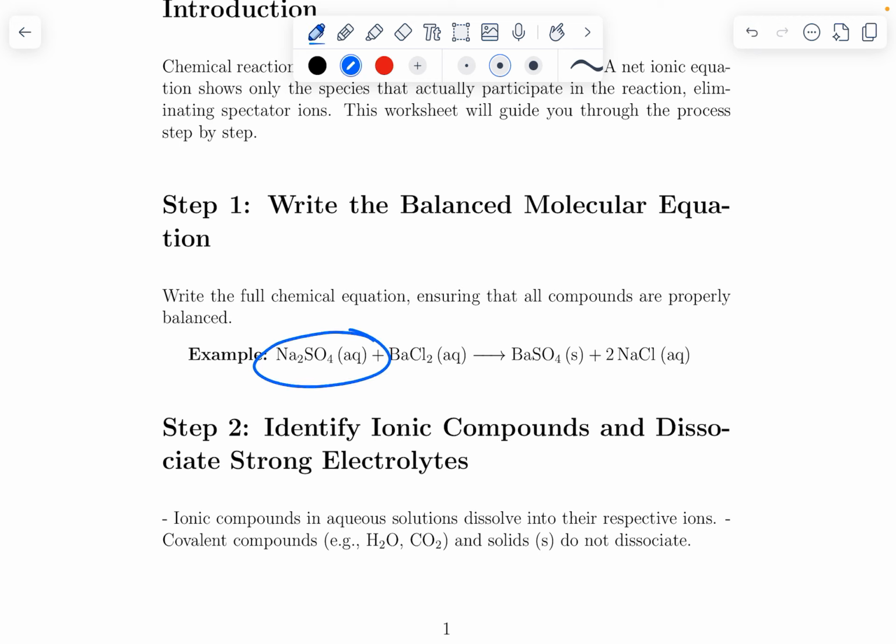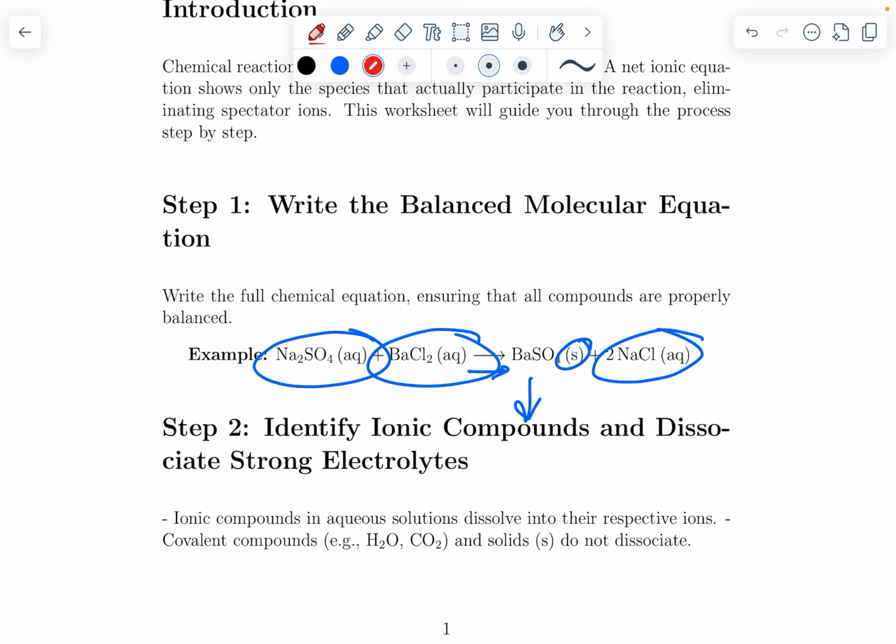So when you put sodium sulfate, barium chloride, and sodium chloride in water, they dissociate. Well, the reason the reaction goes this direction is because when a barium and a sulfate come in contact, it becomes a solid and it drops out of the solution. The solution becomes like a milky color. So this one, you do not dissociate because of the solid.